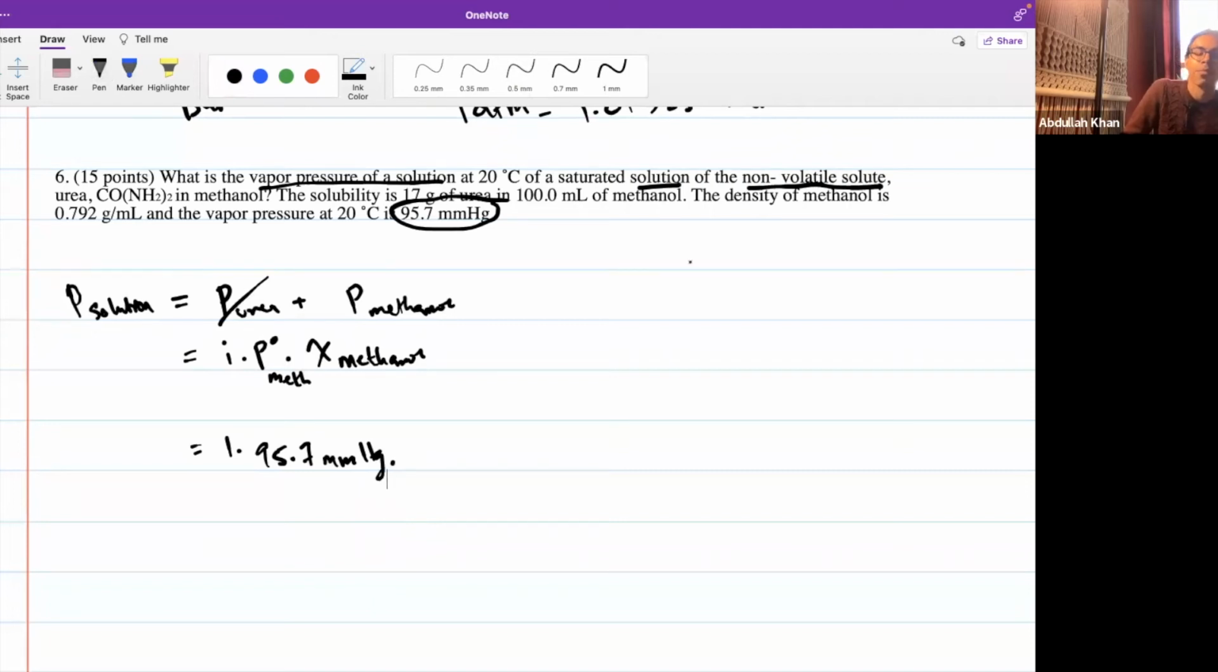Okay. How many grams of methanol and how many grams of urea do we have here? I don't know. It says that you have 17 grams of urea in 100 milliliters of methanol. Okay, so let's say urea is 17 grams. Methanol is 100 milliliters. How do I figure out the mass of methanol?